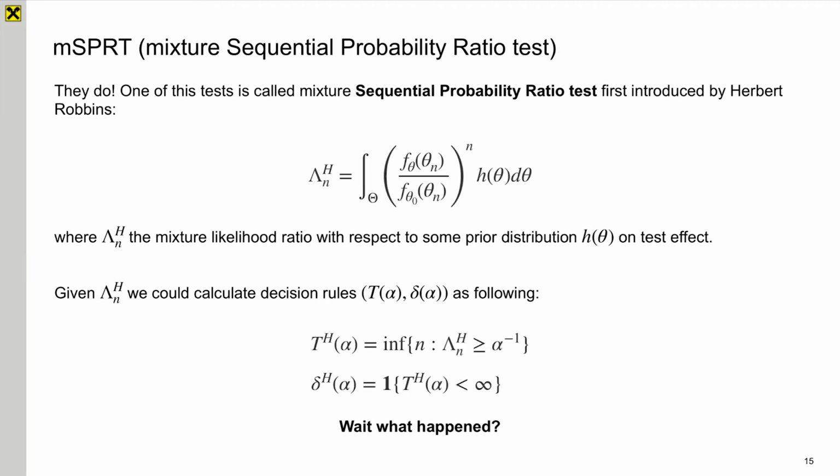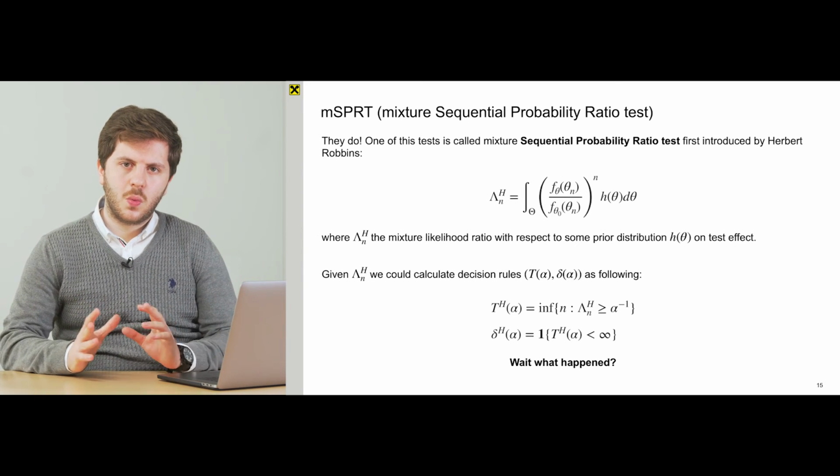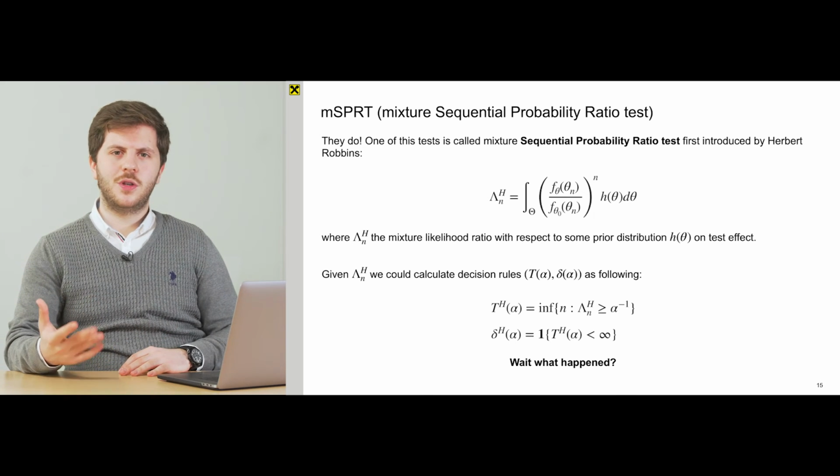And they do exist. One of these tests is called mixture sequential probability ratio test, first introduced by Herbert Robbins in 1975. He proposed a way to calculate a new statistic using a likelihood probability ratio test with some prior distribution on the test effect. Given this statistic, we could easily calculate our decision rules and after that decide to stop or not to stop the test. And you could just say, wait, what happened? What did you just tell us?